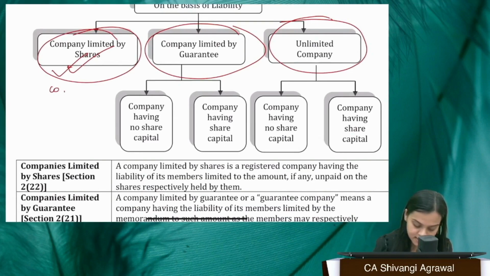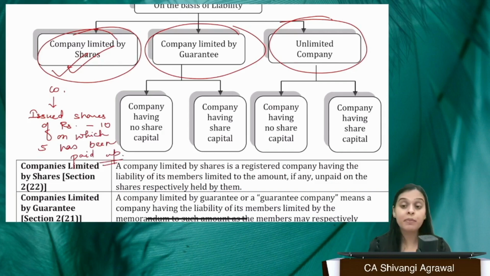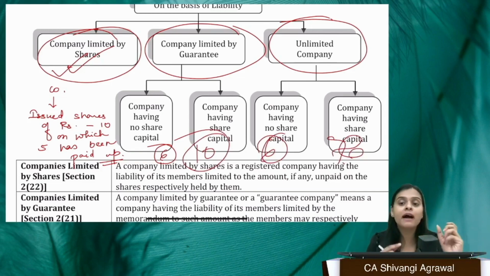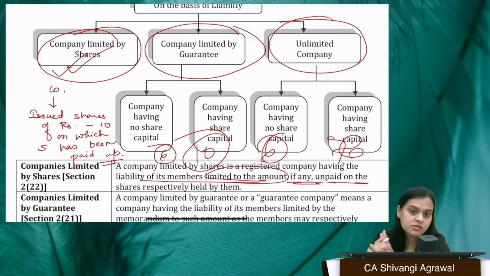What do you mean by that, ma'am? Supposedly there is a company, this company has issued shares of rupees 10, on which 5 has been paid up. That means the members were asked to pay only rupees 5 till now, maybe application money. So 5 is pending. The company can anytime call this balance 5 money and I am liable to pay this 5 money. The company cannot ask me to pay 6 rupees. The company is not in a very good financial position. You are the members, you should support the company and you're liable to pay 10 rupees, 6 rupees, 7 rupees, 8 rupees. No. As a member, I am only liable to pay a balance of 5 rupees. That means my liability is going to be limited. It's not going to be unlimited. It's going to be limited to the amount, if any, unpaid on shares held by me.